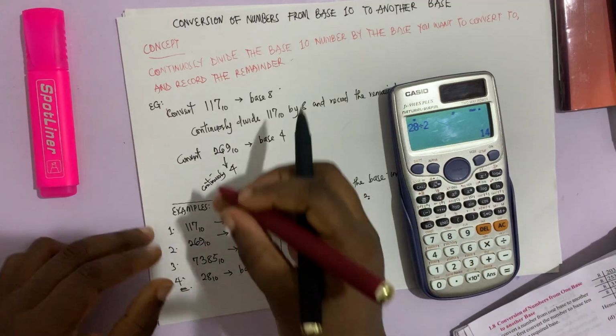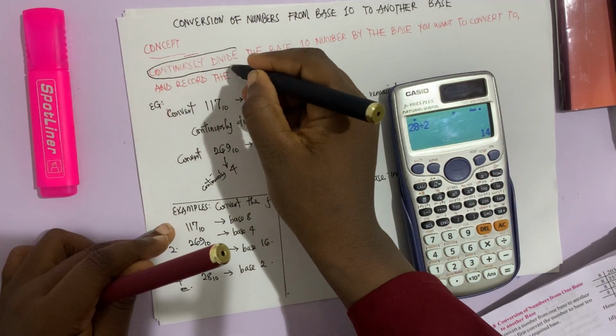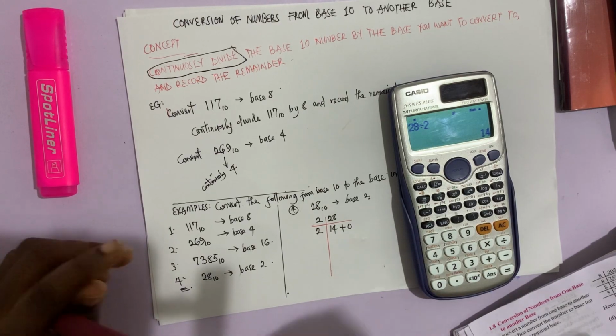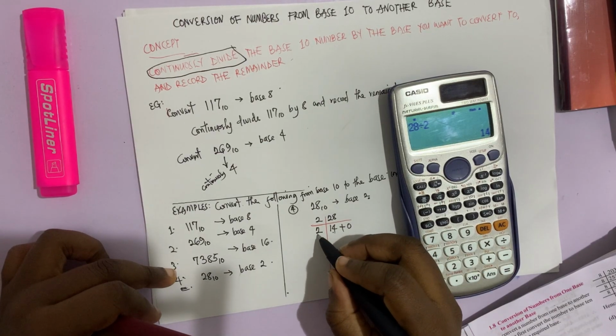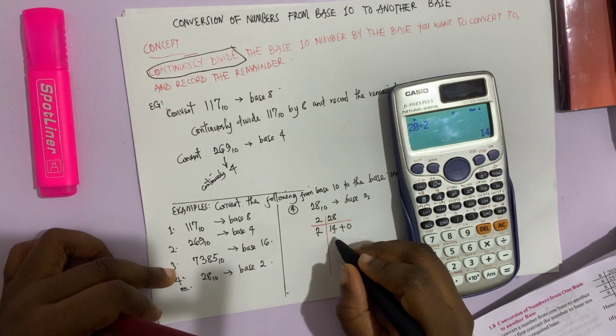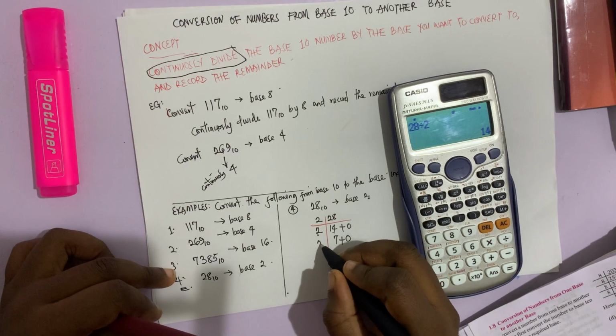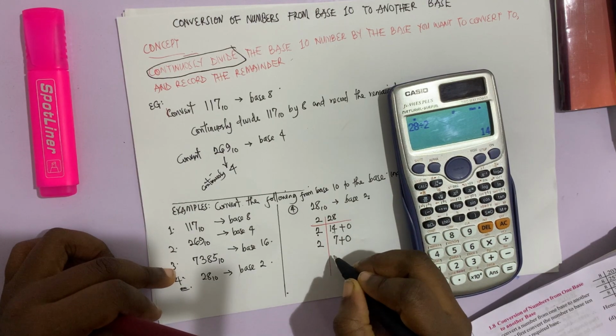You remember, the key word here is continuously divide until there's nothing left to divide by. So this 14 we divide by 2 again. So 14 divided by 2 will give us what? 7. Remainder also 0. Now 7 divided by 2 will give us what? 2.